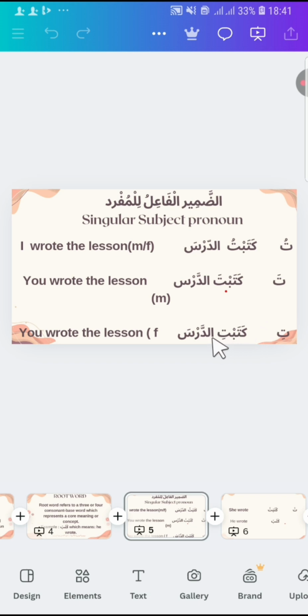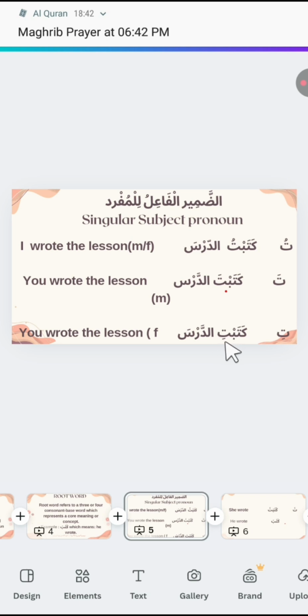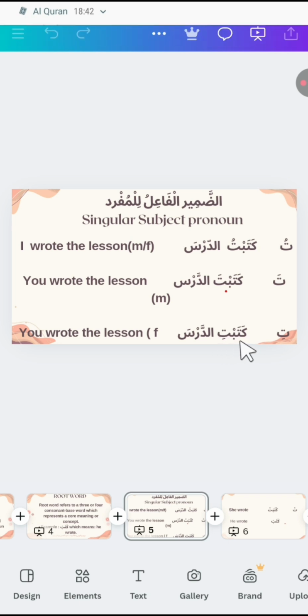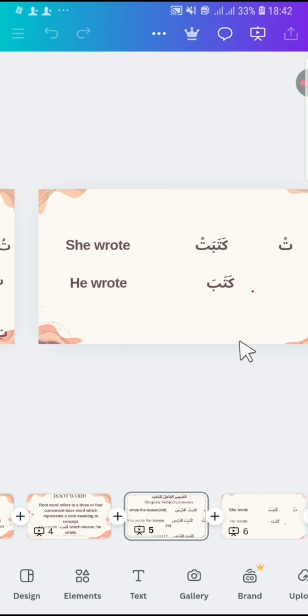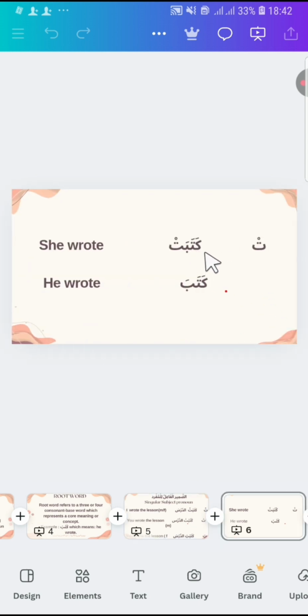So كتبت الدرس, you wrote the lesson. Now كتبت, she wrote. كتبت الدرس, she wrote the lesson. This ta that carries sukun refers to "she". كتبت, she wrote. Then we have كتب.